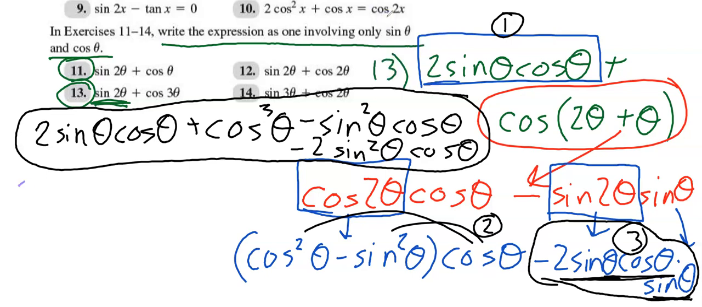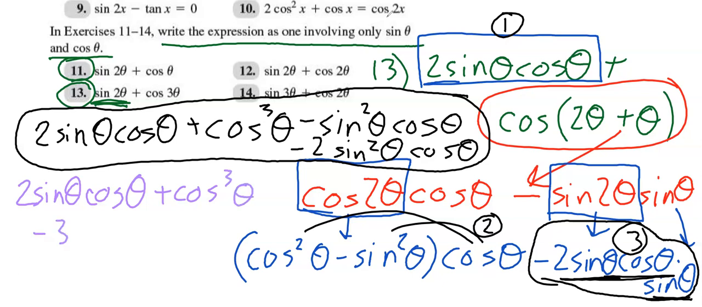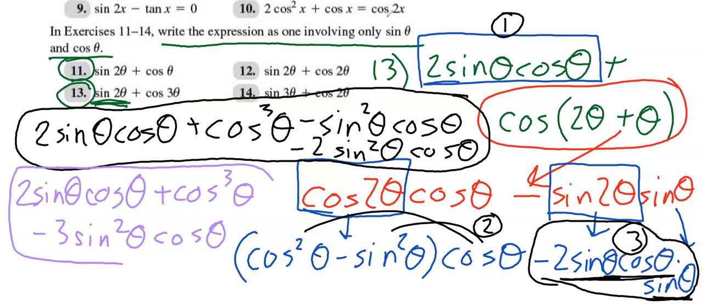Okay. So we should get 2 sine theta, plus cosine cubed theta minus 3 sine squared cosine theta. Well, it's simplified as far as you can get. It doesn't have any more double angles in it.